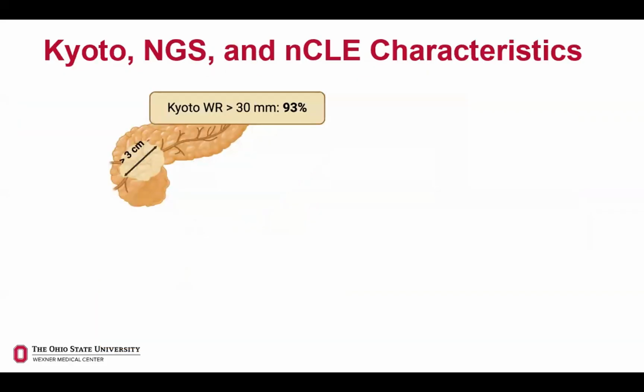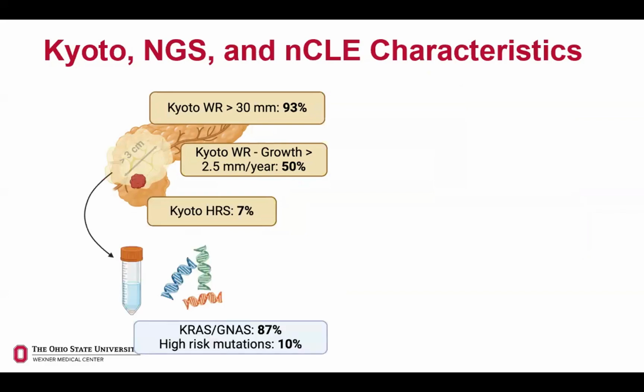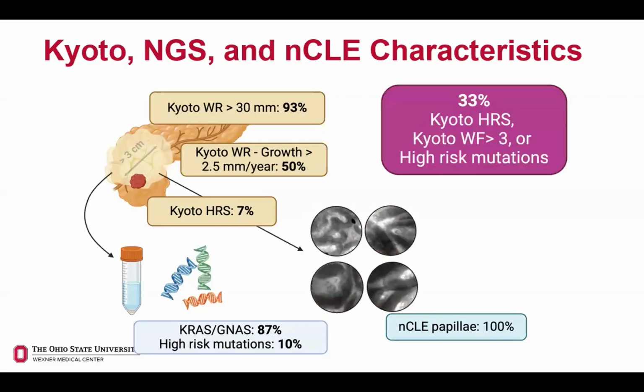More cyst features: more than 93% were more than 3 centimeters in size, and 50% demonstrated a growth of 2.5 millimeters per year. 7% had at least one Kyoto high-risk stigmata. And of the 87% who had either KRAS or GNAS mutations, 10% had high-risk mutations. All patients who underwent endomicroscopy demonstrated papillary structures. And overall, 33% had either one Kyoto high-risk feature or cumulative more than 3 worrisome features or high-risk mutations.